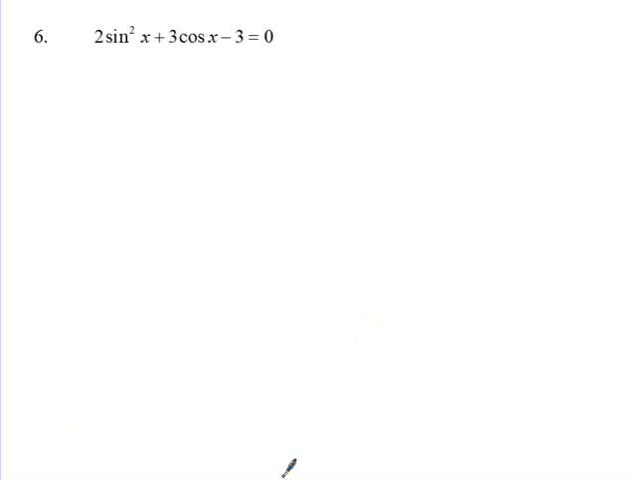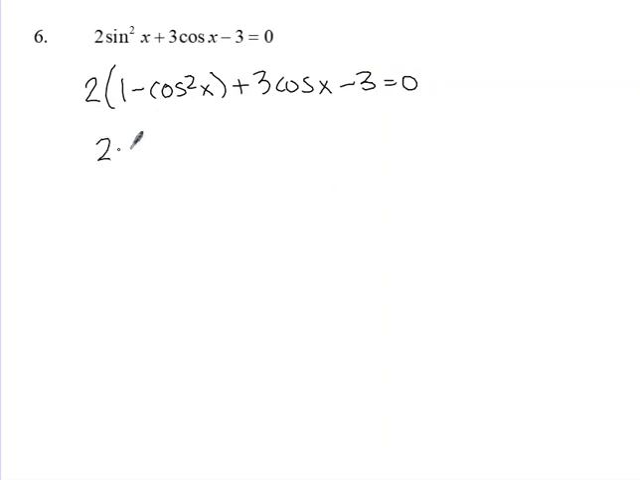Next, I have 2 sine squared of x plus 3 cosine of x minus 3 equals 0. So this almost looks like a normal quadratic, except we have 2 different trig functions. So we're going to use our Pythagorean identities to change this to be just in terms of cosine. I know that sine squared of x is the same as 1 minus cosine squared of x. Then I need to distribute and combine like terms.